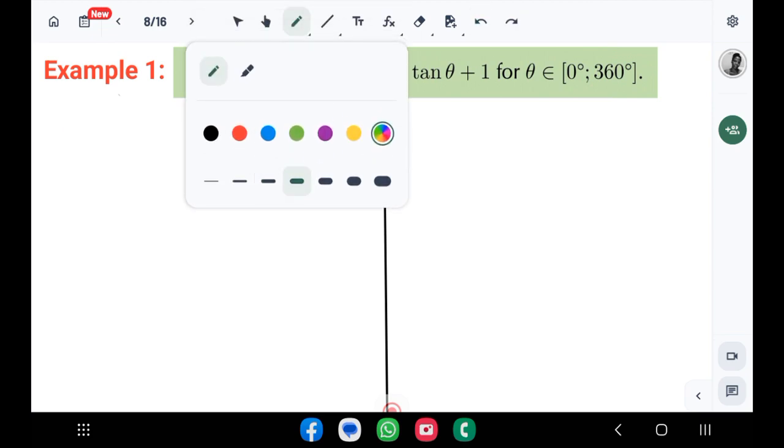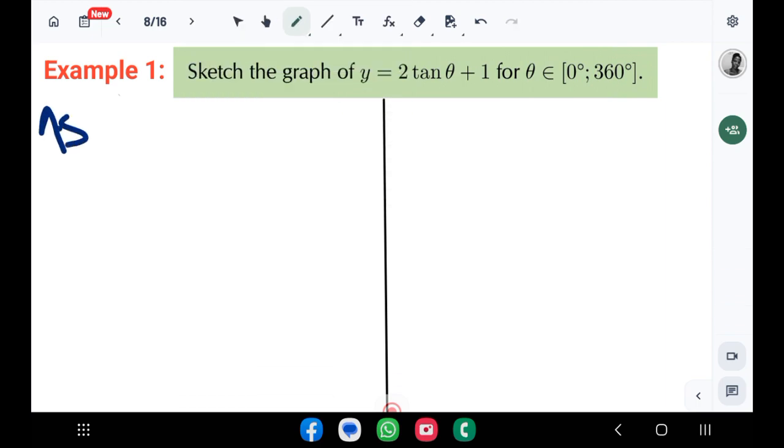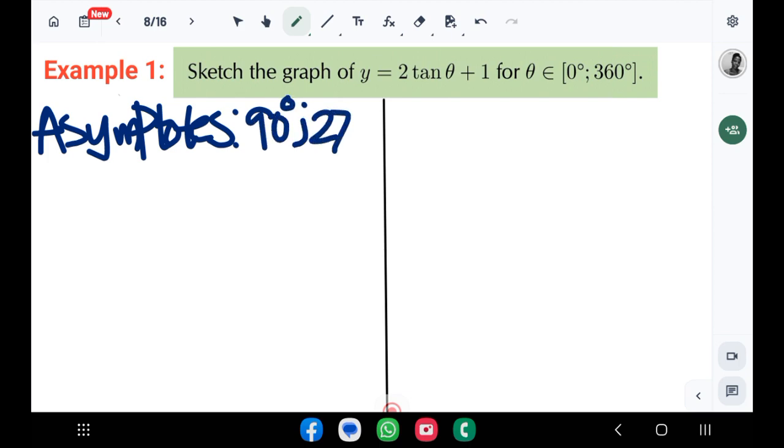Okay, let's look at asymptotes. Asymptotes will be at 90 degrees and 270 degrees. Now let's look at what the y-intercept is going to be, because obviously this one will be thinner by 2, because now you're multiplying everything by 2, your tan by 2, meaning that your milestones are reaching faster. So it will be thinner than the ordinary y = tan theta, and it will still be shifted 1 unit up. That's what the q is for.